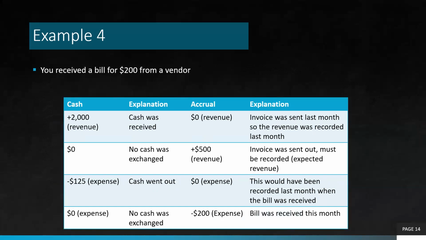Next, you receive a bill from a vendor for $200. Under the cash methodology, I received the bill, but I haven't paid it. So there is no transaction recorded under the cash methodology. But because I received a bill and because of the accrual methodology and GAAP rules, I must record that as an expense because I received the bill this month.